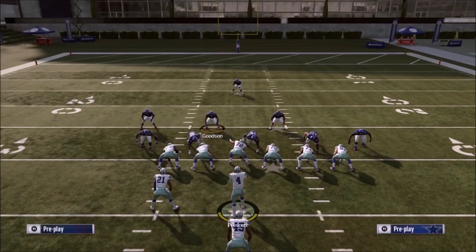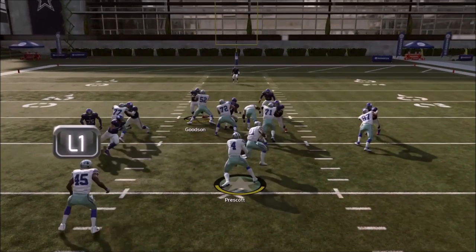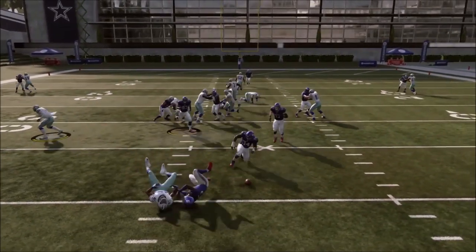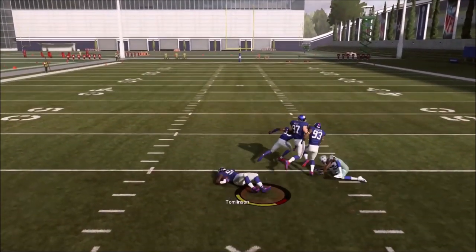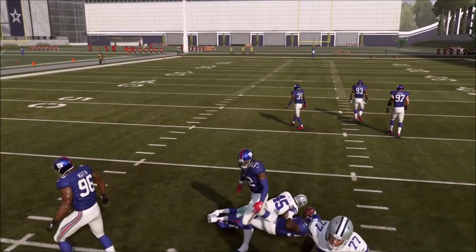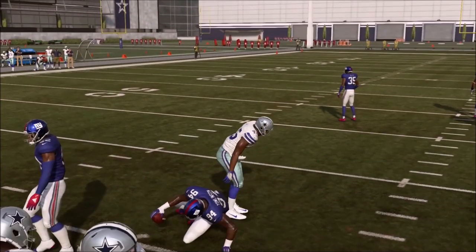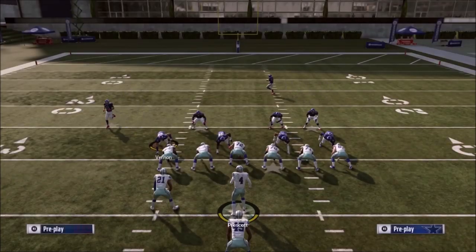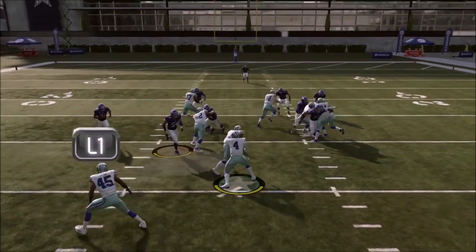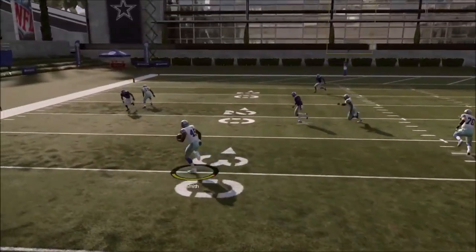And again, if you just tap X, you can use it like the option. I guess you got to read that defensive end. If he breaks in towards the quarterback, then you don't hand the ball off. And then just pitch it by hitting L1.